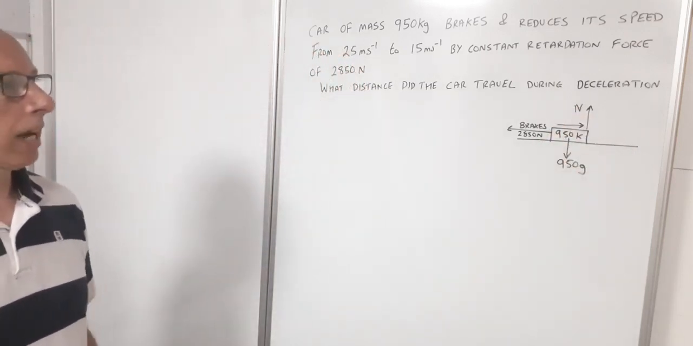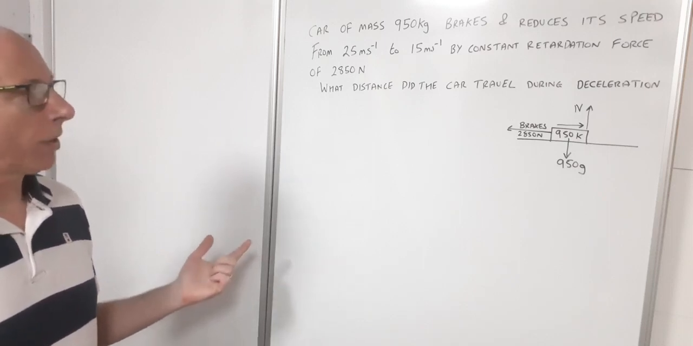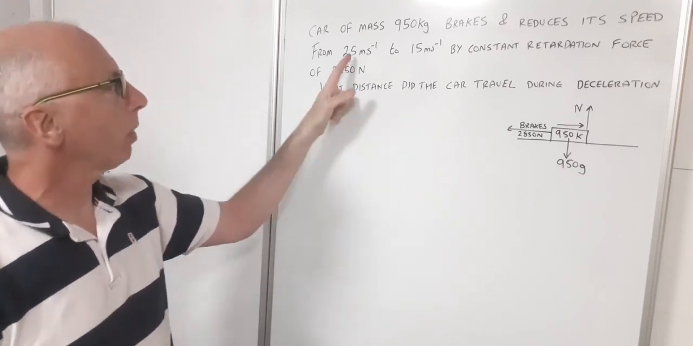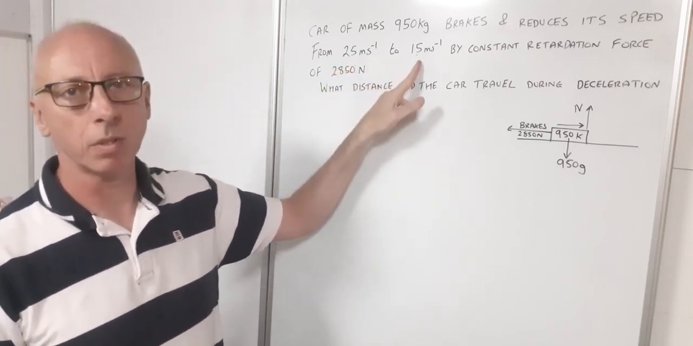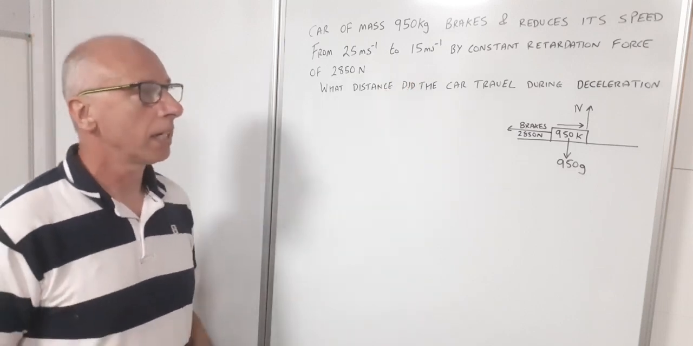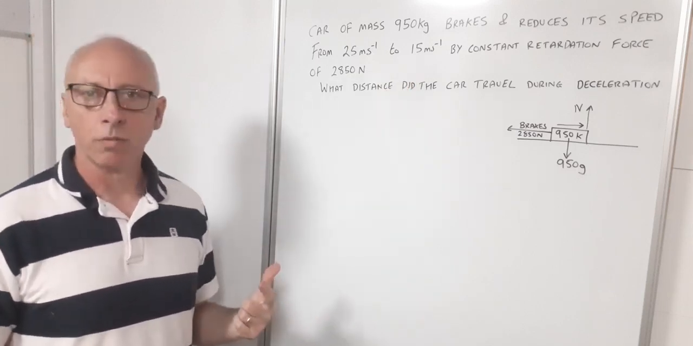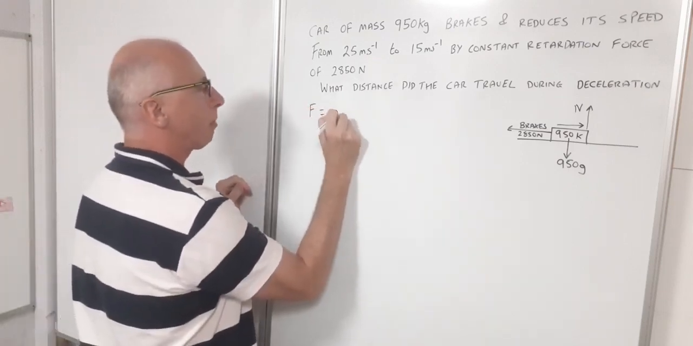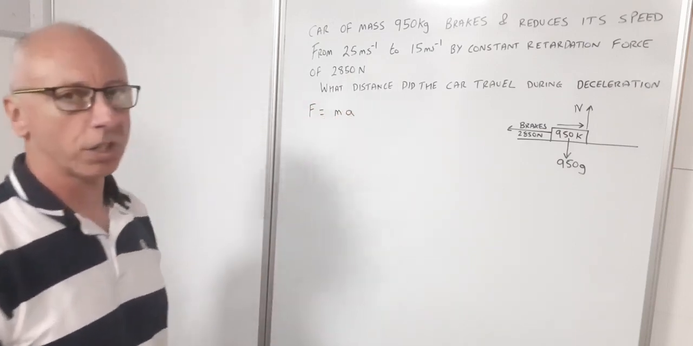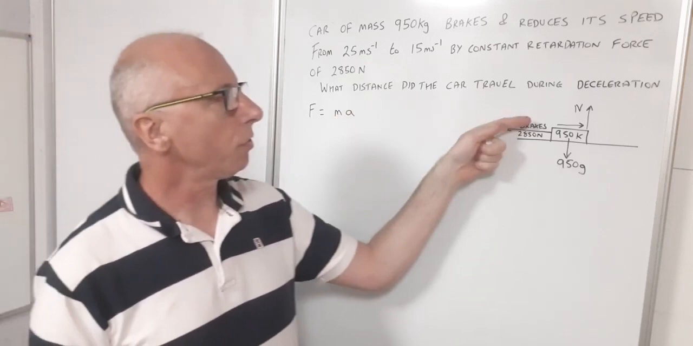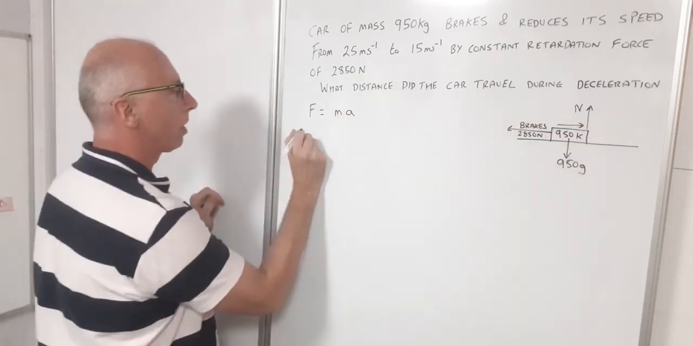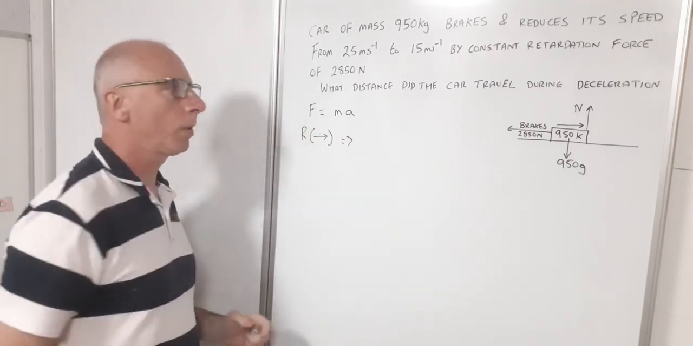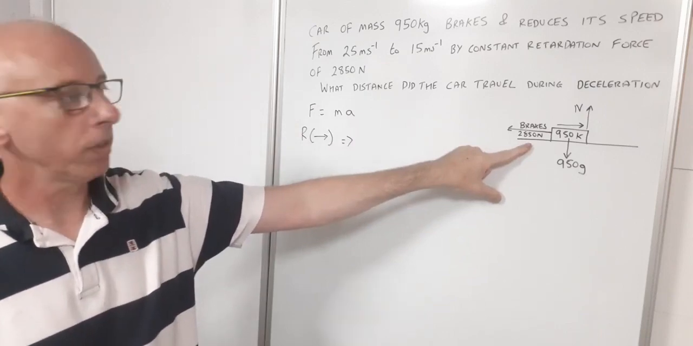Okay, right. Now we want to find, first of all, what's going on with this car. So first of all, what's the acceleration of this car as it goes from 25 meters per second to 15 meters per second? We need to calculate that. So what we can use is Newton's law of motion, force equals mass times acceleration. If we want to resolve in the direction the car is travelling in, then what we'd have is this 2,850 newtons.